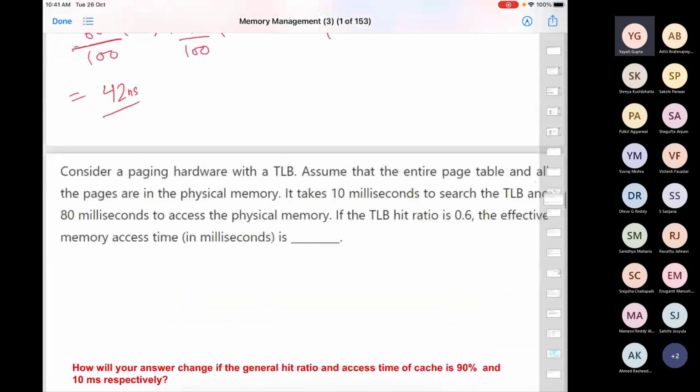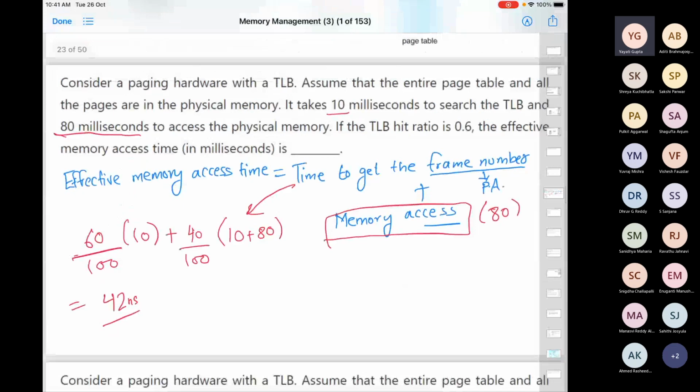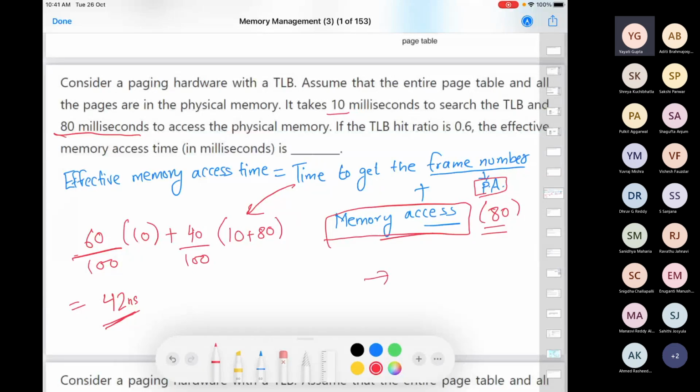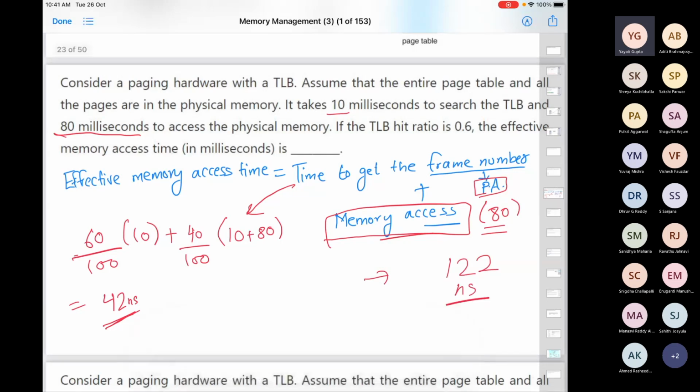Okay. Now let's say, so till now, whenever you get this physical address, to get this physical address we were having 40 nanoseconds. For this memory access, you were having 80. So total it is how much here? So total it is 122 nanoseconds in this particular case.